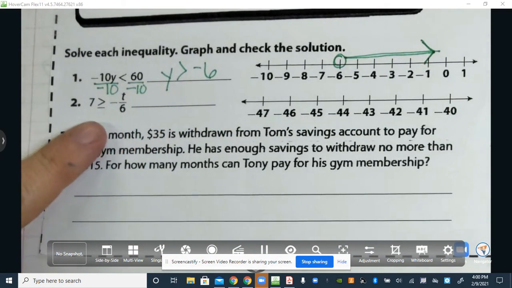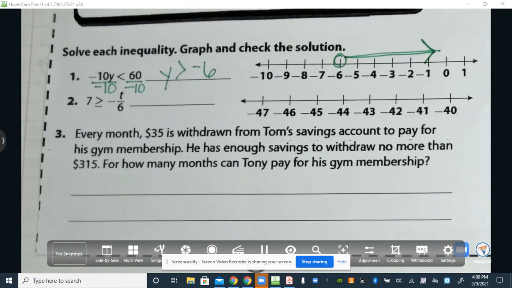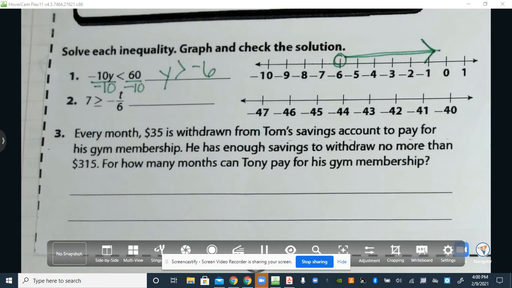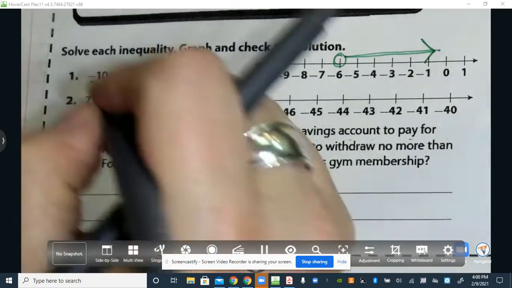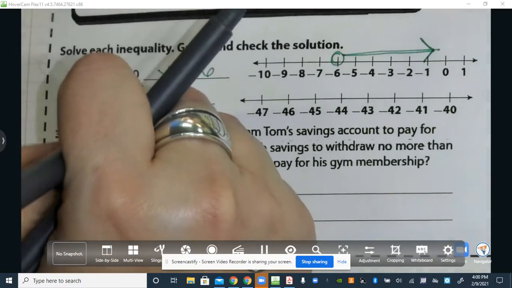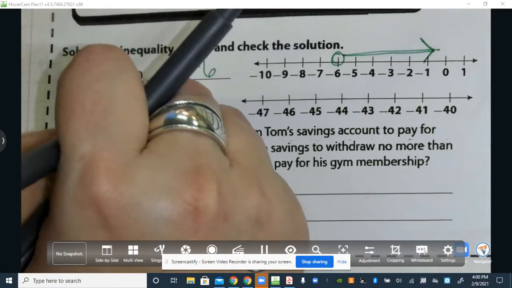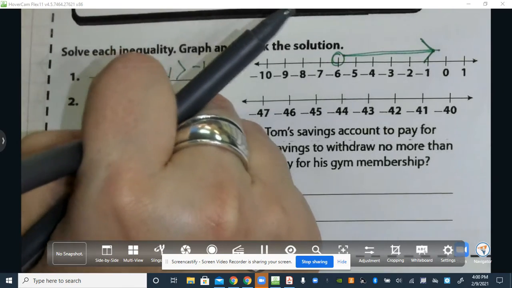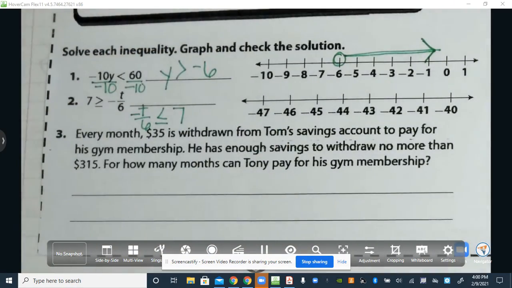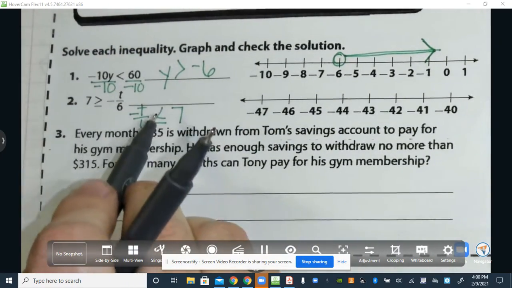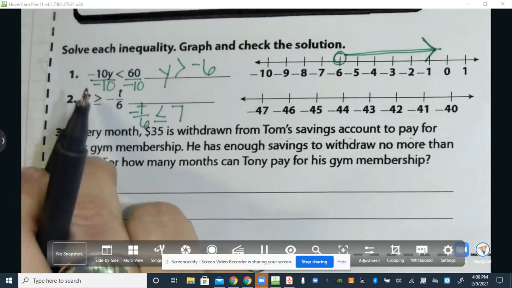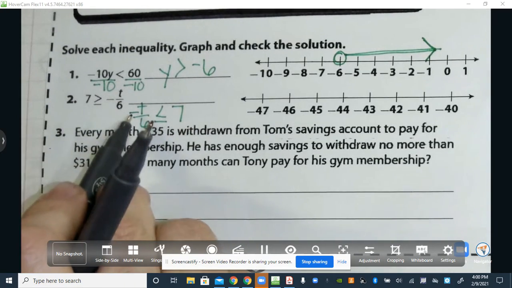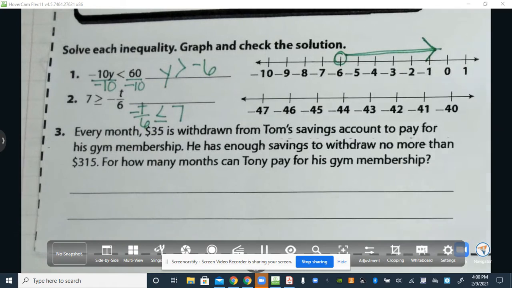All right, let's look at this one. And I'm going to go ahead and rewrite this just because I like my variables on the left and my numbers on the right. So, all right, -t divided by 6 is less than or equal to 7. And do you see that didn't change the value of it or anything because the mouth is facing the 7, the point's facing the t.